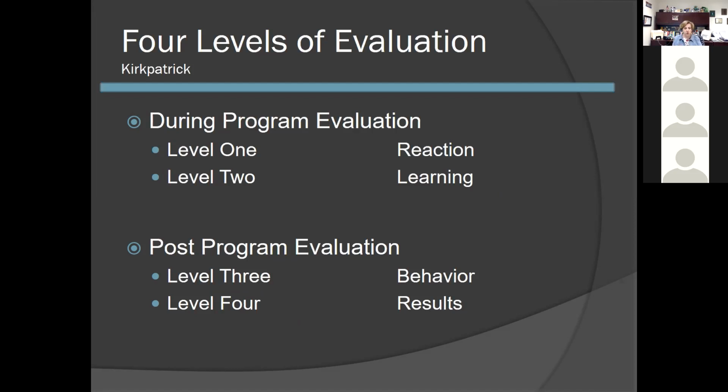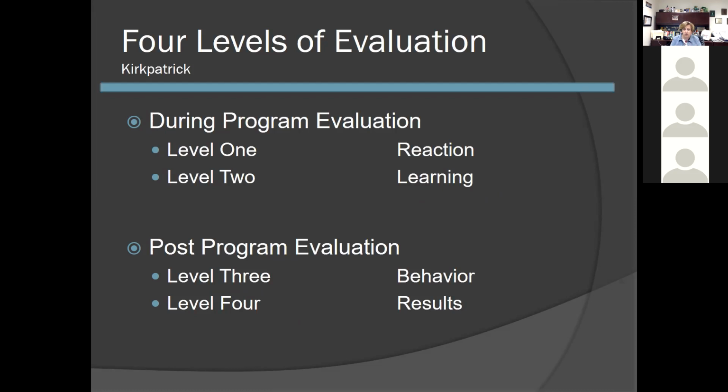Level 1 is reaction. That's what you're going to typically see. Did you like it? Was it fun? Etc. Level 2, you're going to take those questions one step further: what did you learn from that? And then levels 3 and 4 are what you would do post-program evaluation. So here's an example of thinking about that.